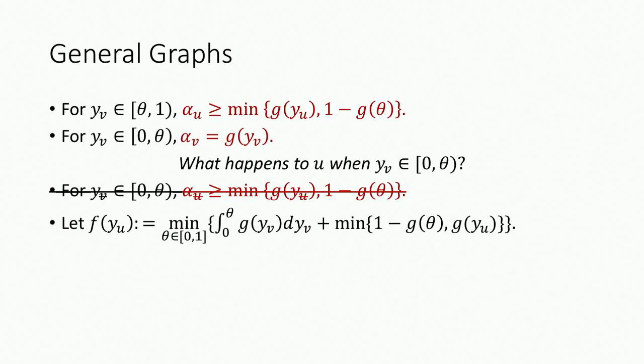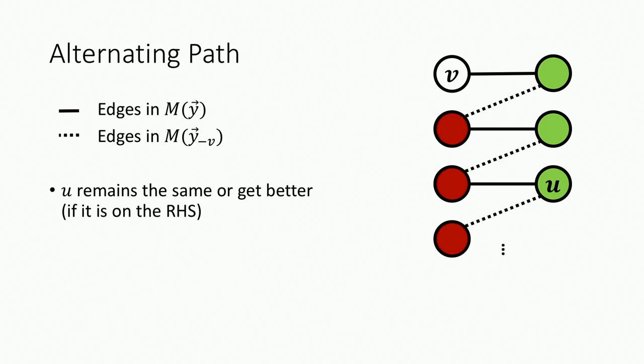Okay, how about general graphs? General graphs are actually much, much harder than the bipartite case. For a very simple reason: the third bullet point, the gain when yv is smaller than theta, is gone. So let's recall why we can show that the gain for u is more or less lower bounded by the same number, no matter whether yv is above theta or below theta. It's because of this alternating path argument that all the right-hand side vertices will get better.